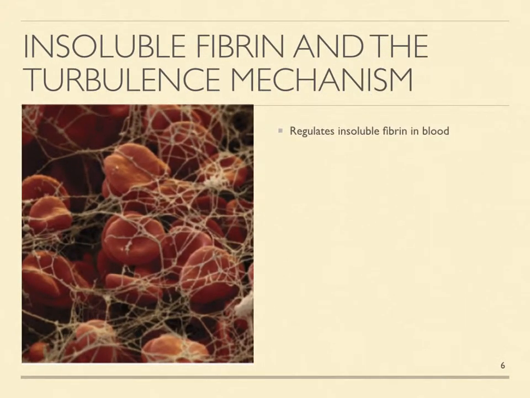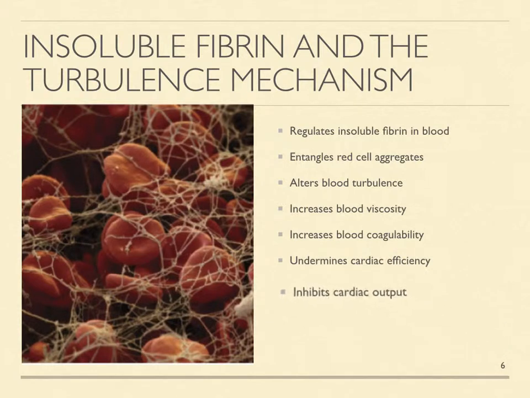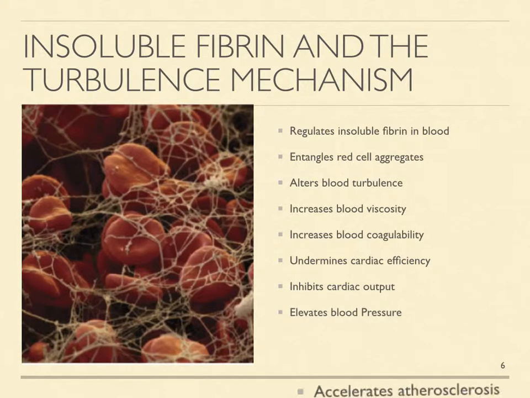The turbulence mechanism regulates insoluble fibrin in flowing blood, where it entangles red cells, disrupts red cell aggregates, induces systolic turbulent friction, and reduces end-systolic velocity. This alters diastolic blood turbulence so as to exaggerate blood viscosity and coagulability, and undermine cardiac efficiency, decrease cardiac output, elevate blood pressure, increase pulse rate, and accelerate atherosclerosis.